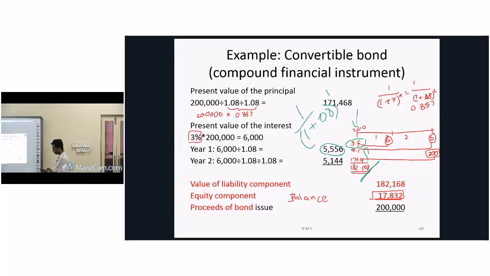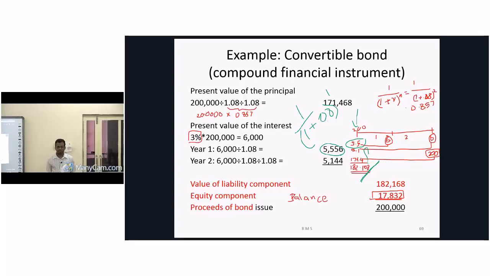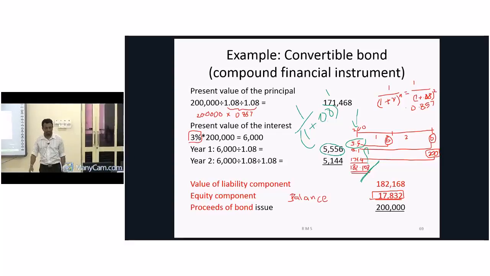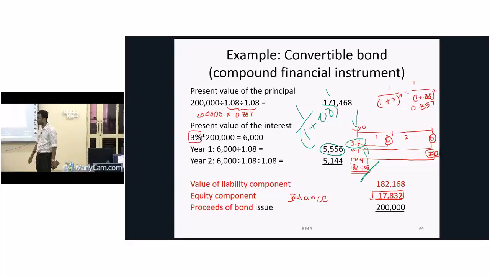Yes, correct? 176,611 plus 5,500. It will be 182,100 something. Anyway, decimals may have an impact, but it should be around 182,000 something.